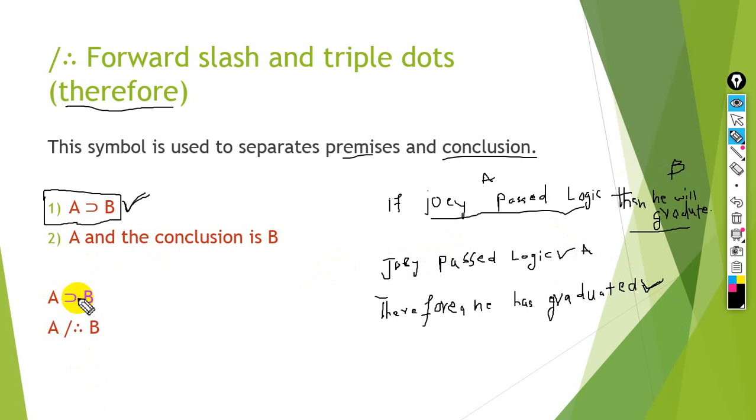Look at this: A conditional B, this statement. Now if A is true, therefore this will be B. So we can represent the conclusion just like this. This is the forward slash and triple dots. What does the forward slash or triple dots represent? It represents the conclusion, or whatever comes after the word therefore. This is its example.